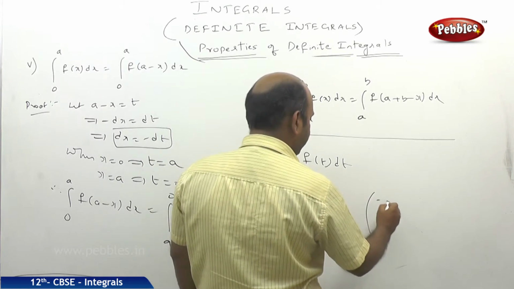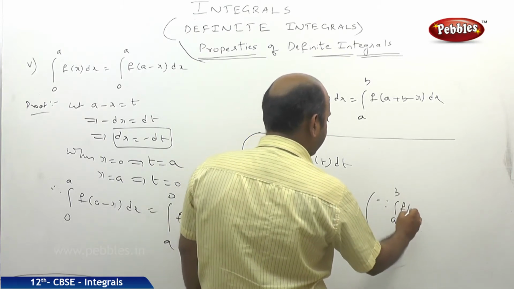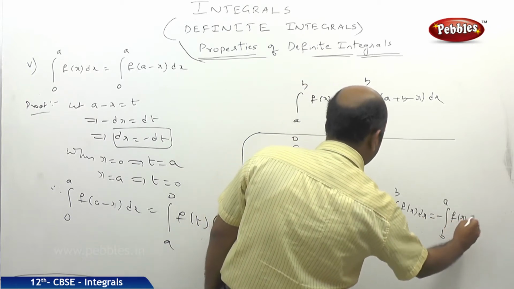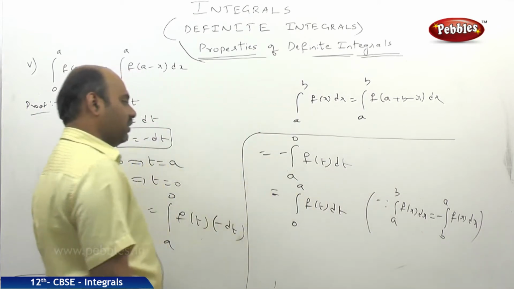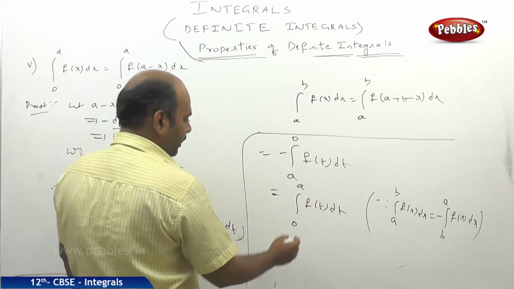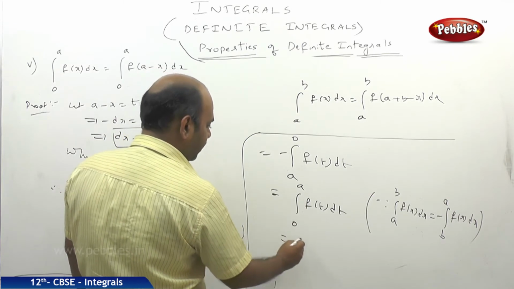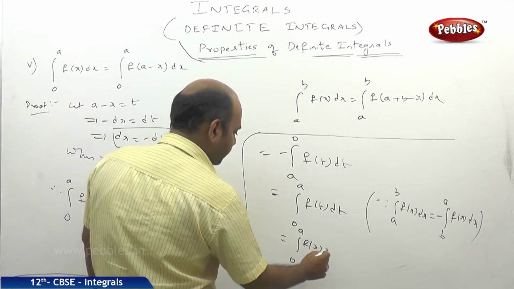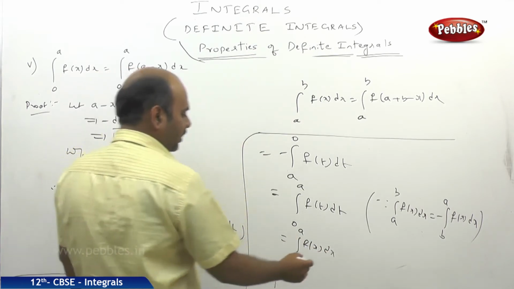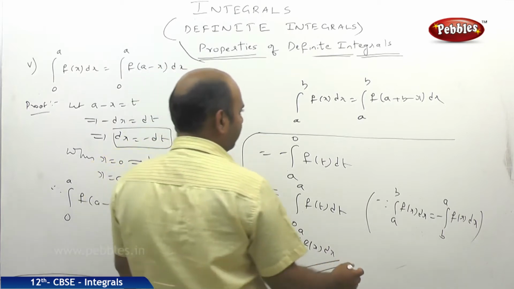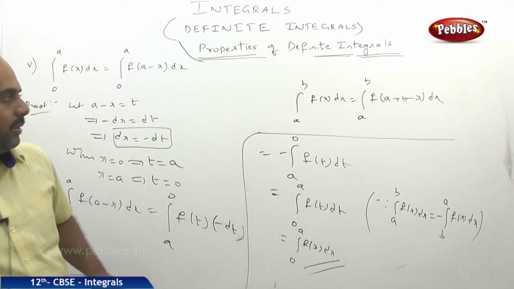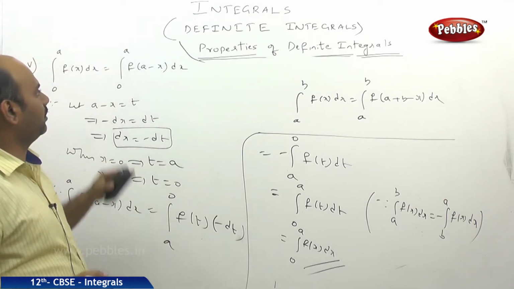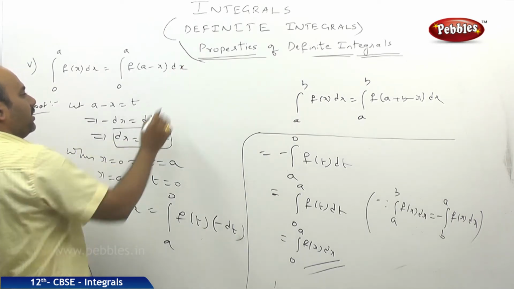What is the property that I used? Integral of a to b f of x dx is equal to minus integral of b to a f of x dx. Everything you should note. So what happens? Integral 0 to a f of t dt we got. Here t and x are independent of each other, so directly I can write integral of 0 to a f of x dx. Therefore, finally, the conclusion is that integral of 0 to a f of x dx is equal to integral of 0 to a f of a minus x dx.